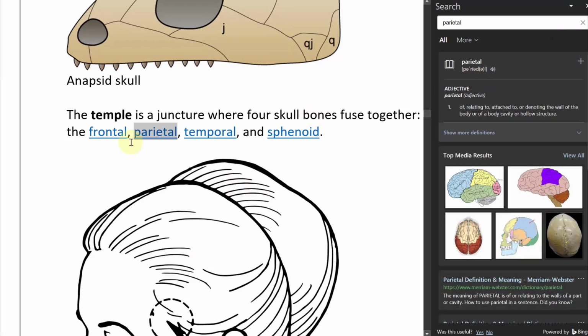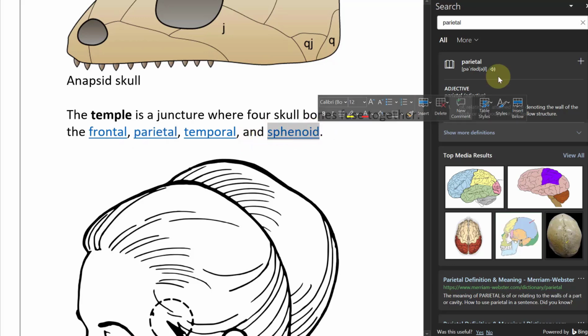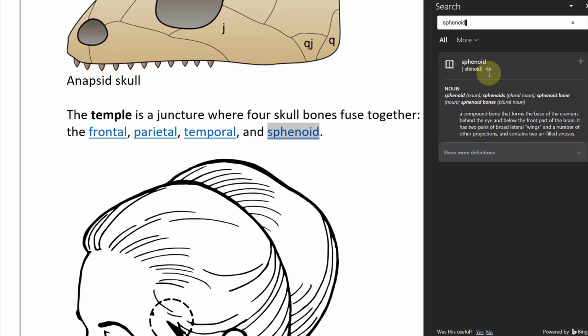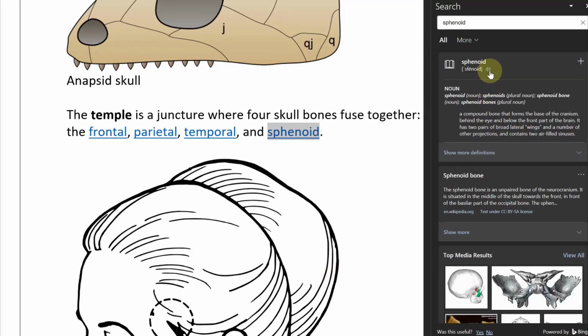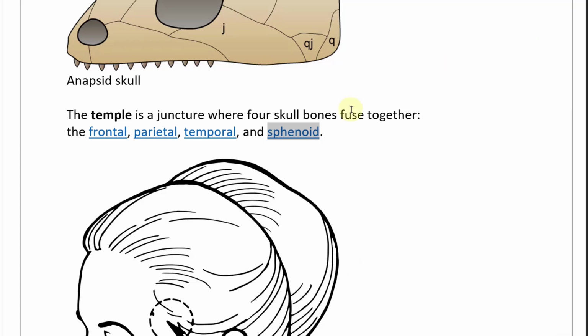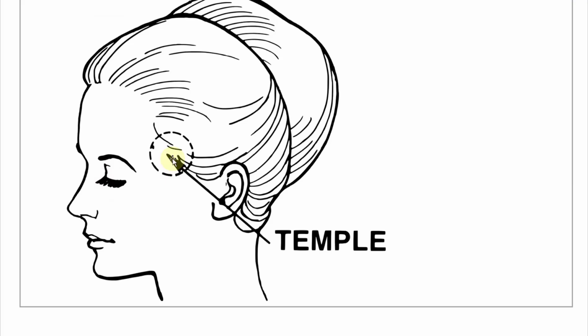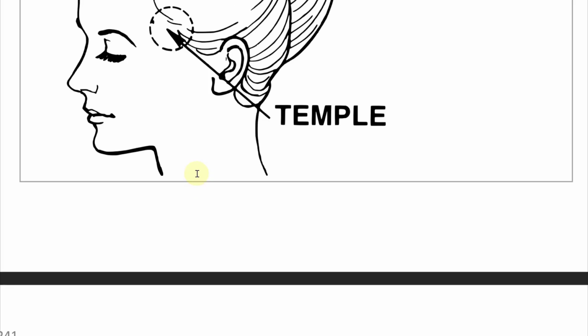Parietal. So the frontal, the parietal, the temporal, and the sphenoid. Those are different skull bones fused together. And there's the temple area just behind the eye. This would be a temporal fenestra if you had a big giant hole that goes through your skull. So that's the temple there.